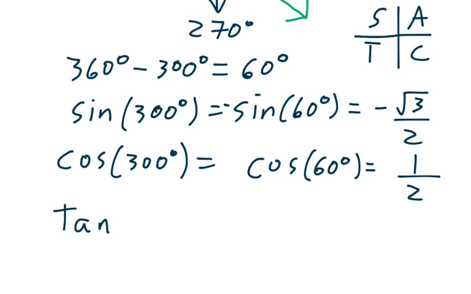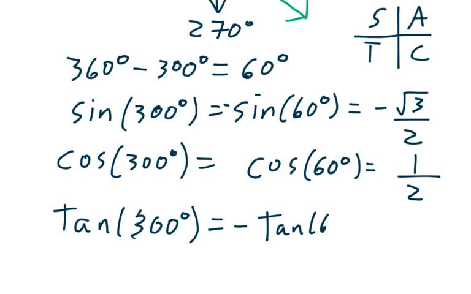Finally, tangent of 300 degrees, okay? That's going to be negative tangent of 60 degrees. Again, tangent has to be negative. Remember, a trig function of an acute angle is always positive. So what do we get here? What we're going to get here is negative radical 3. Okay? That's what tangent of 300 degrees is. So that's what we get here.